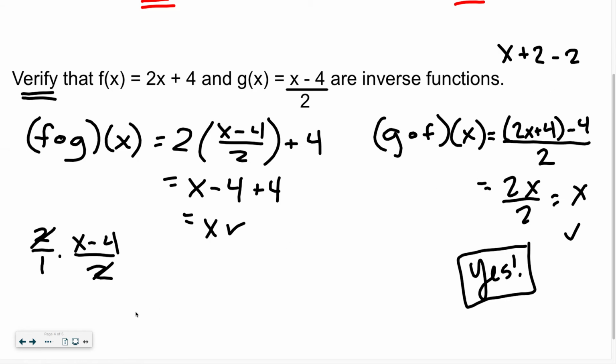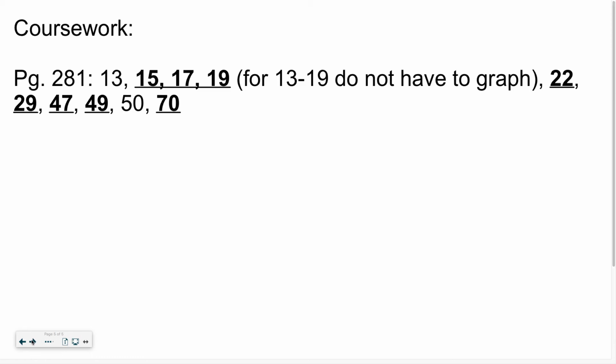Okay, you have a homework assignment in the textbook. For 13 through 19, you don't have to graph those, even though the book says to. But if you're really interested in making this connection to what it means visually, graphically, when we find the inverse, go ahead and use Desmos or graph a quick sketch and see that the 2 lines are reflections over the line y equals x.